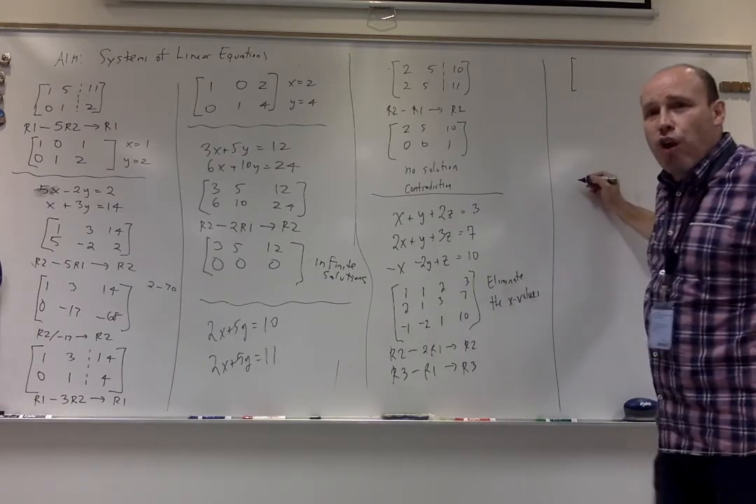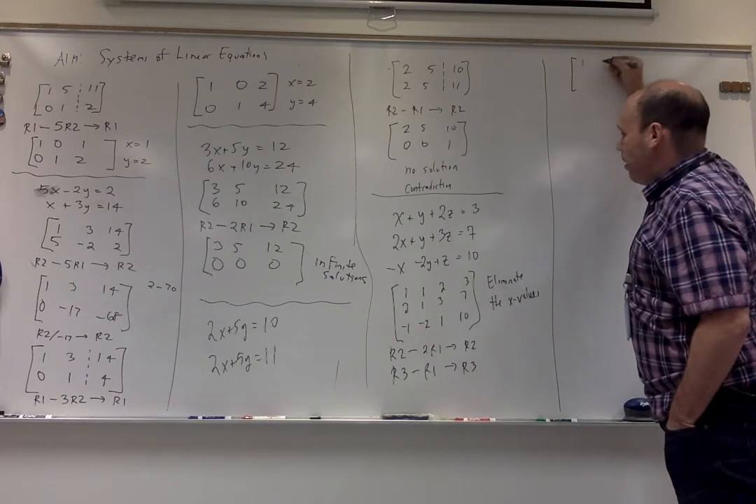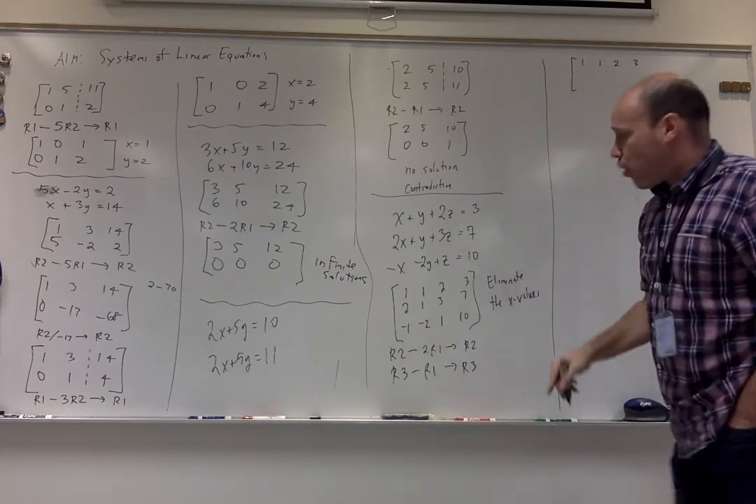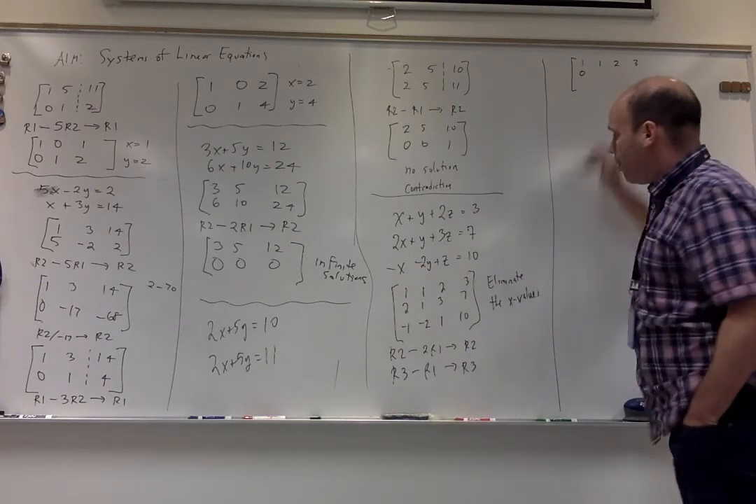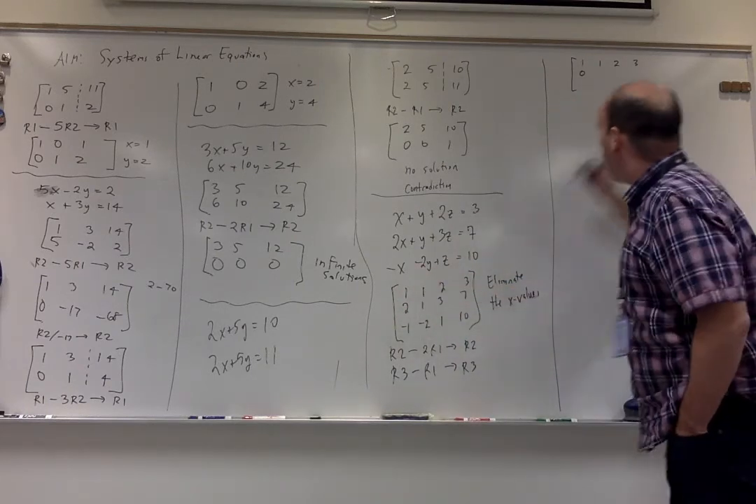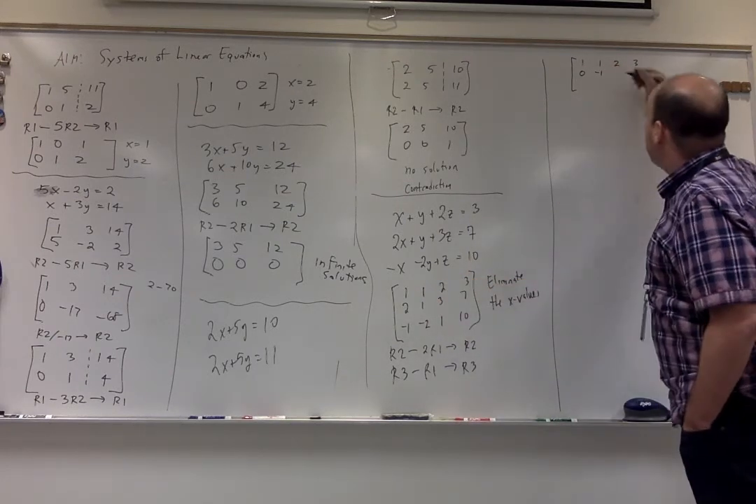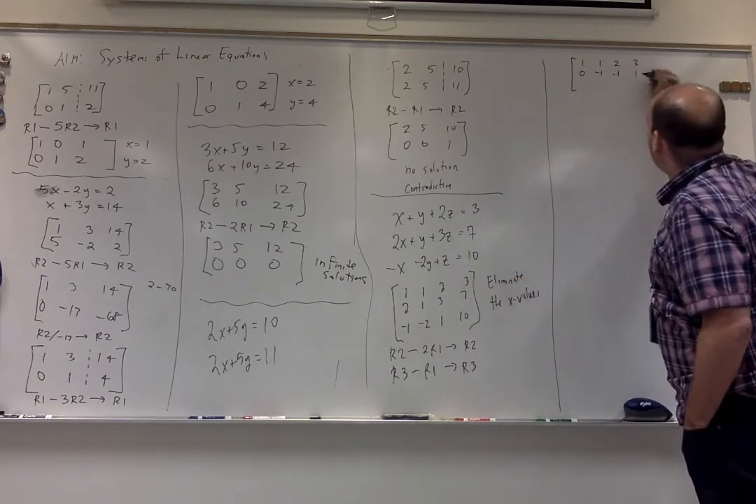I had no instructions for my first row, so I'm going to keep it the same. 1, 1, 2, 3. I had instructions for my second row. 2 minus 2 is 0. 1 minus 2 is negative 1. 3 minus 4 is negative 1. 7 minus 6 is 1.